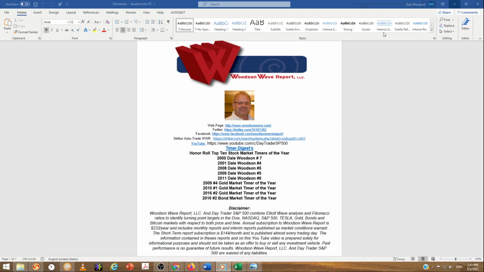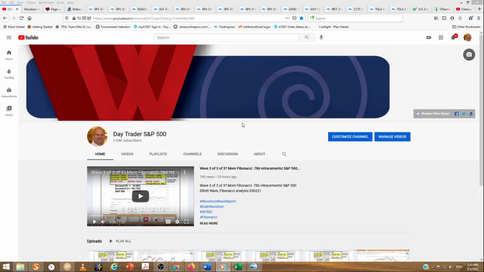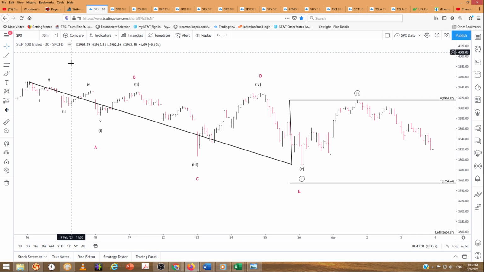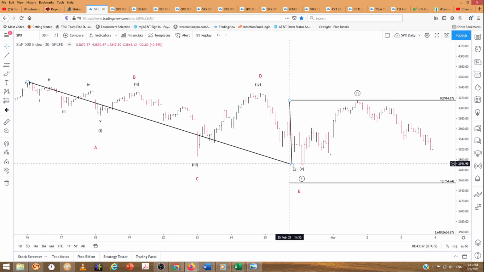Okay, we've got a lot to cover today, so let me get right to the S&P. We're going to do a little bit of the XLF today also. We're looking at a 30-minute bar of the S&P from the February 16th high. You can see we've got that beginning diagonal triangle for wave 1 down, and we had a wave 2 up that topped on March 1st, Monday of this week.